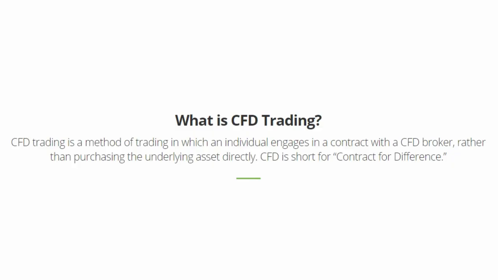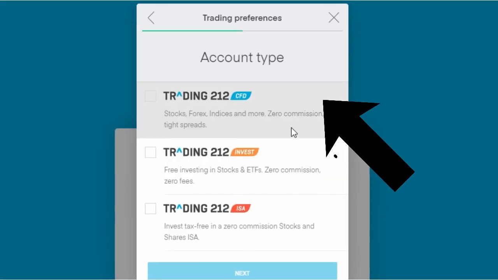Now if you don't know what a CFD is, it actually stands for Contract for Difference. So CFD trading in itself is just a method of trading in which an individual engages in a contract for a CFD broker rather than purchasing an underlying asset directly. So again, CFD is just short for Contract for Difference.